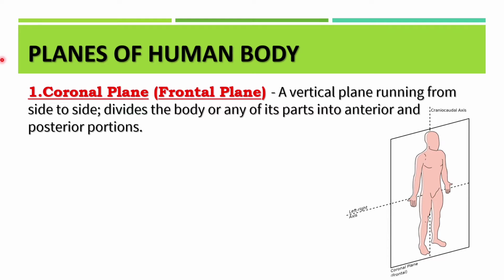There are many planes of the human body. Starting with the first plane, that is the coronal plane, which is also known as the frontal plane. It is a vertical plane which runs from side to side and divides the body into two portions, that is the anterior portion and the posterior portion. As you can see, this is the coronal plane. The portion coming in the front is the anterior portion, and the portion at the back of the plane is the posterior portion.